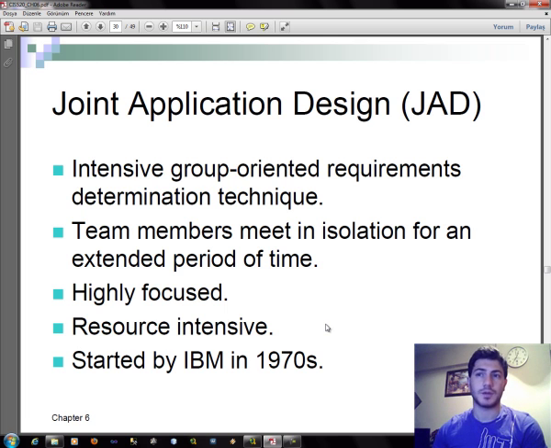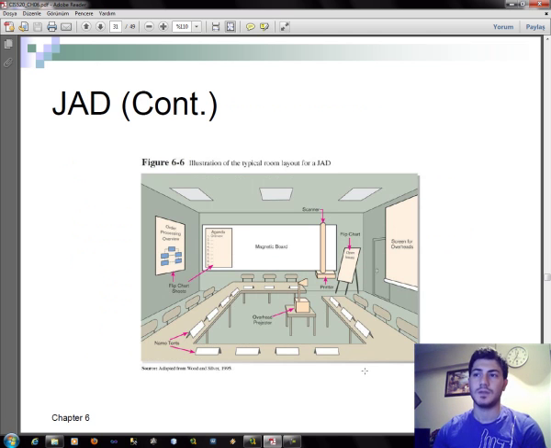An intensive group-oriented requirements determination technique. Team members meet in isolation for an extended period of time. Highly focused, resource intensive, started by IBM in the 1970s. You can see an illustration of the typical room layout for JAD.